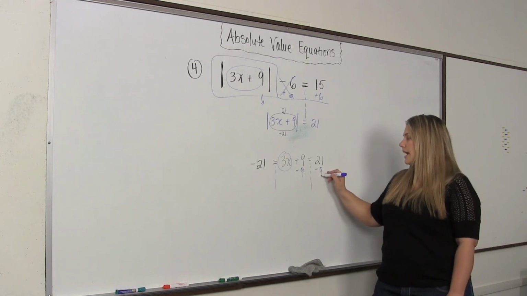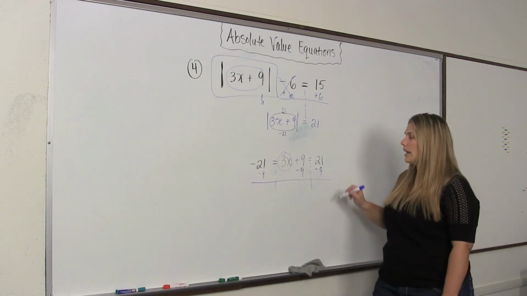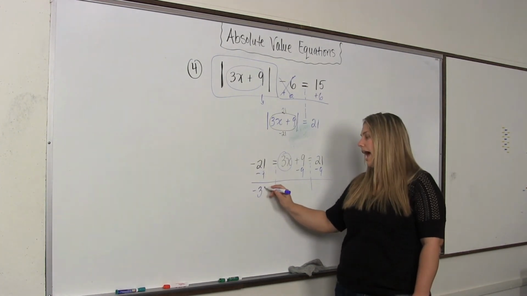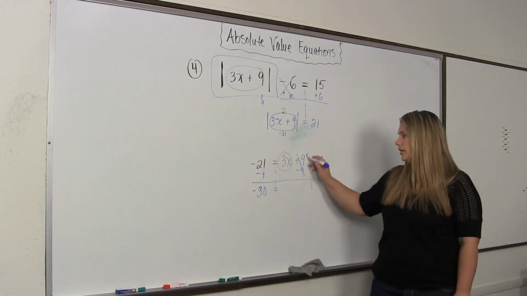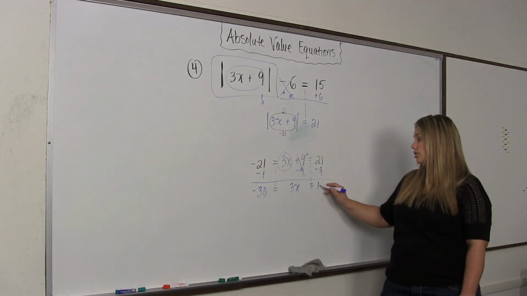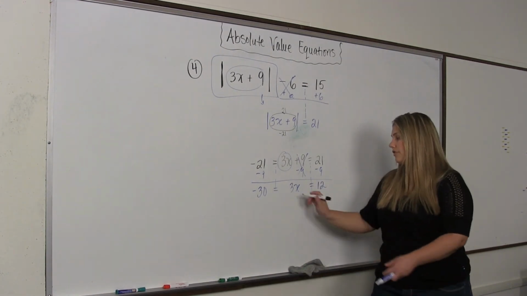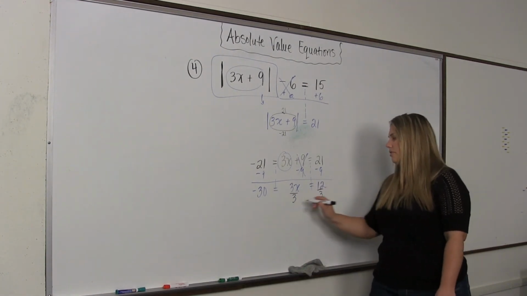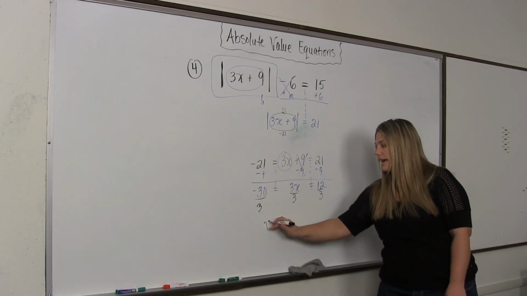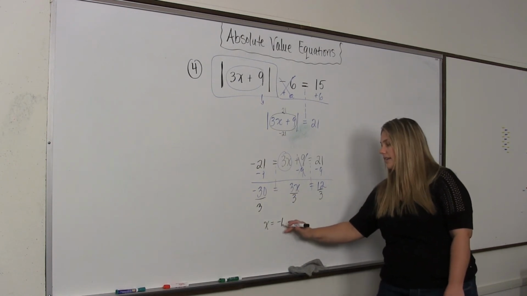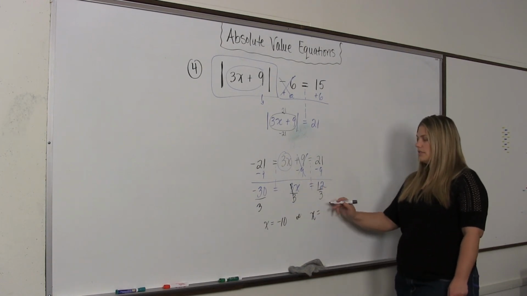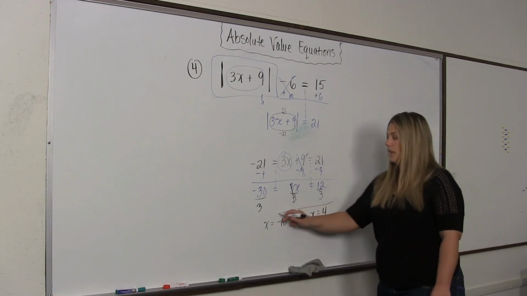To get rid of a plus 9, I minus 9, and what I do to one side, I have to do to all. So same sign, add and keep, I get negative 30, is equal to 3x, which is equal to 12. For my final step, I have to divide by that 3. So negative 30 divided by 3 means x can equal negative 10, or that x can equal 12 divided by 3 is a positive 4.